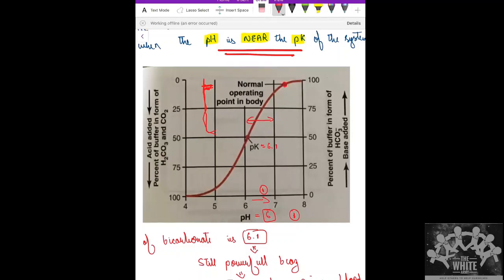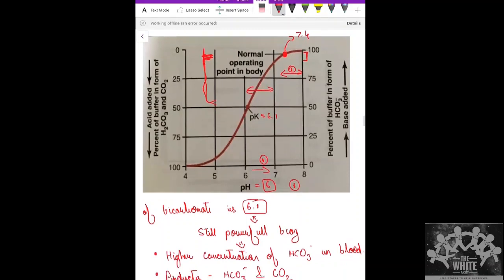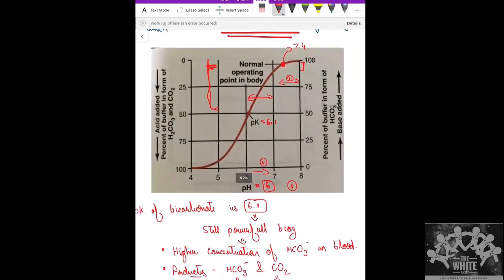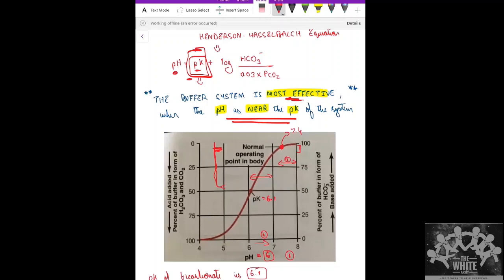But now coming to physiological pH. Physiological pH of the body is nothing but 7.4. Over here we see that for only a small amount of addition, the change in pH is almost close to 1. So that is why we say that when pK, which is 6.1, almost equals the pH, for example, when we took the body's pH to be 6, it was highly effective. That is why we state that the buffer system is most effective when pH is near the pK of the system. Hope you guys understood this. The above equation will be explained tomorrow in detail. Okay, Vinay?